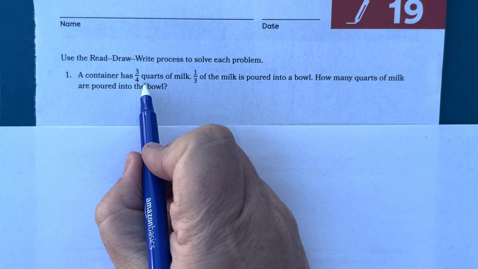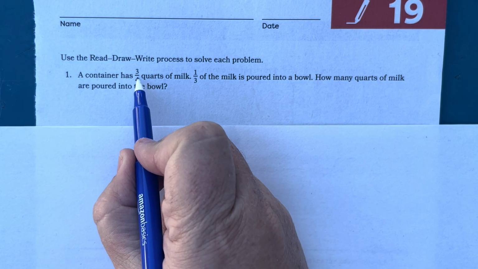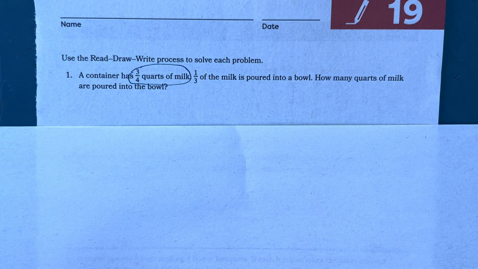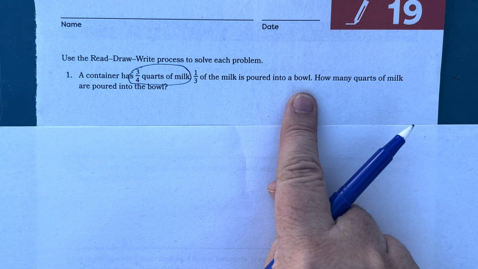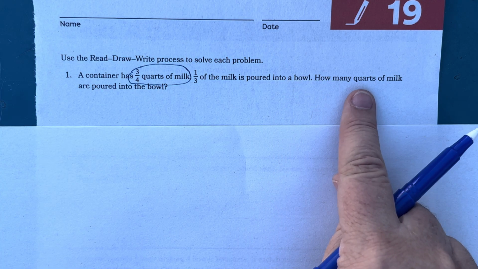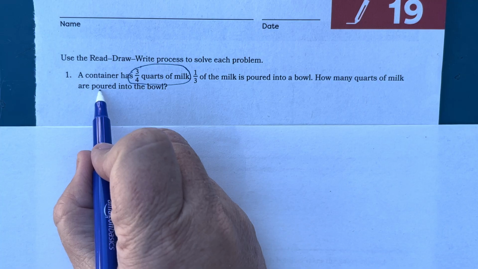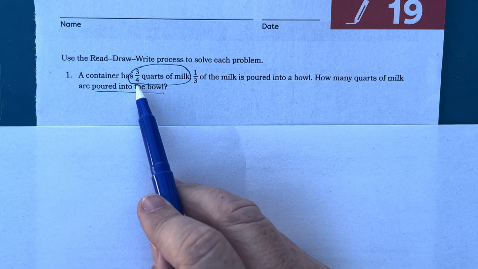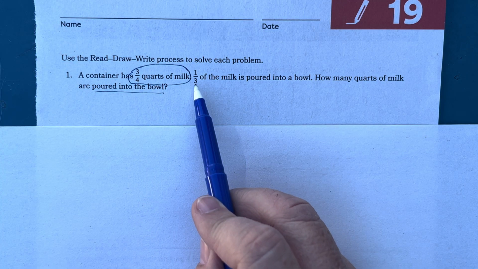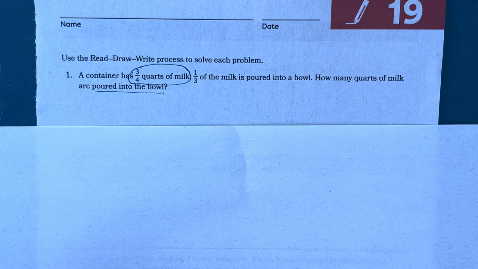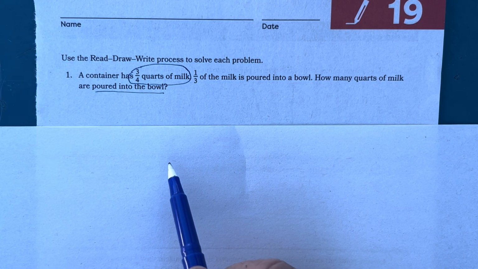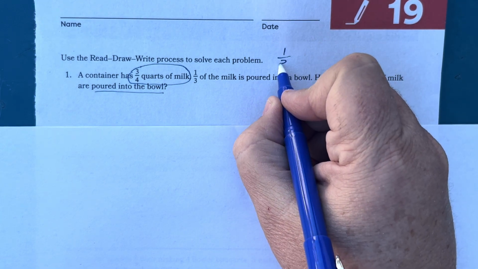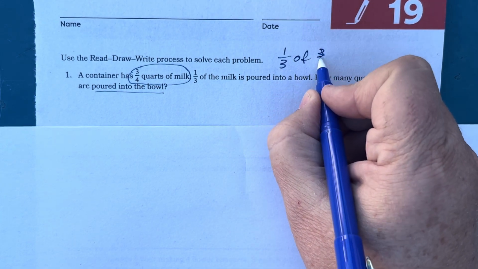So I'm going to look for clues. First of all, I know that we're starting with this amount, 3/4 of milk. And we're pouring this amount into a bowl. And what do they want me to find out? They want to know how many quarts of milk are poured into the bowl. So they really want to know, out of this 3/4 quarts of milk, what amount would be 1/3 of that? So that's our big clue. We're asking the question, what is 1/3 of 3/4? I'm going to write this up here.